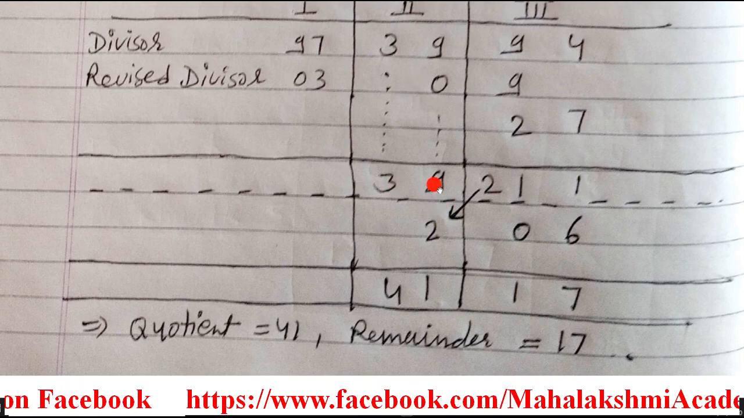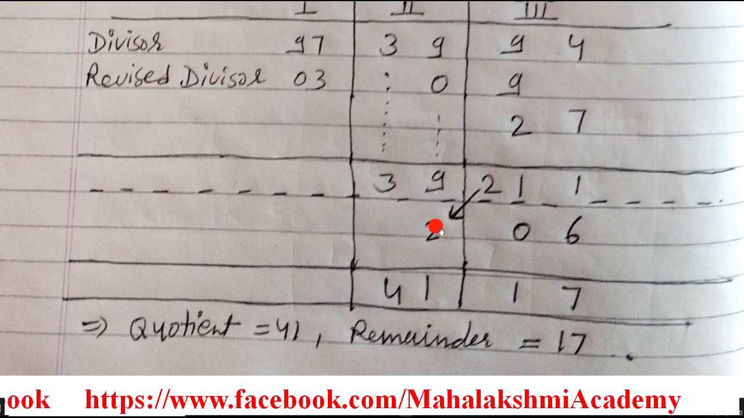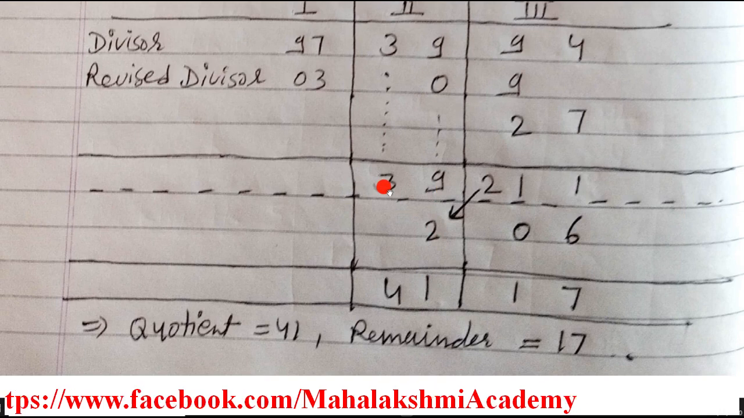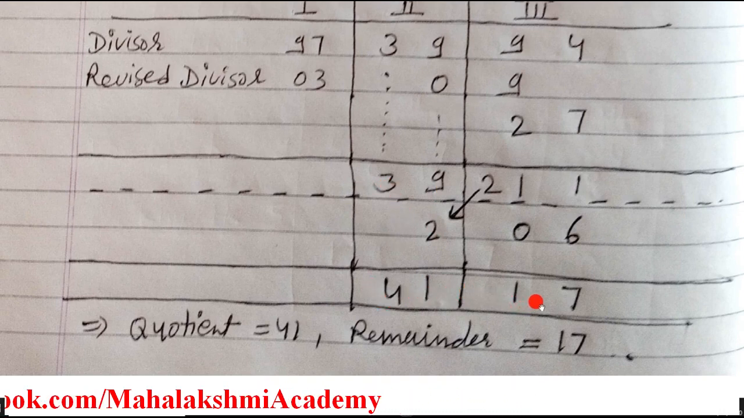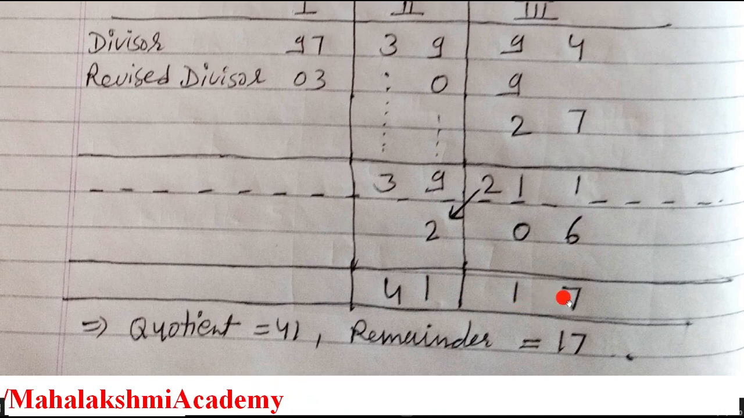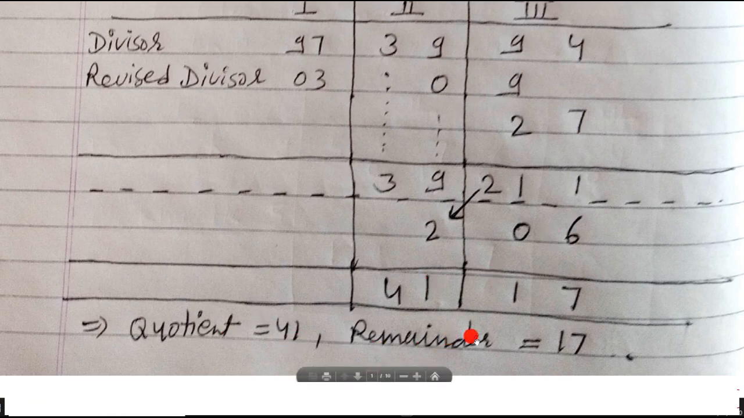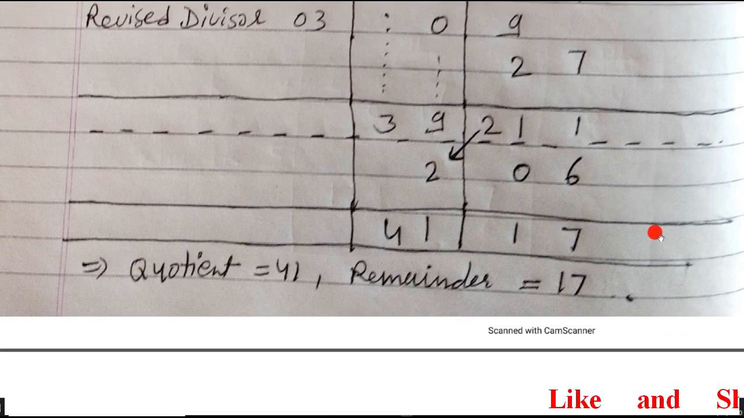And then finally here you just add them. When you add here 9 plus 2 is 11, 1 carry, that will give to 3, so it becomes 41. Now see, remainder is 17, that is less than 97. That's why this division is completed. So quotient is 41 and remainder is 17. Now we'll move to the next question.